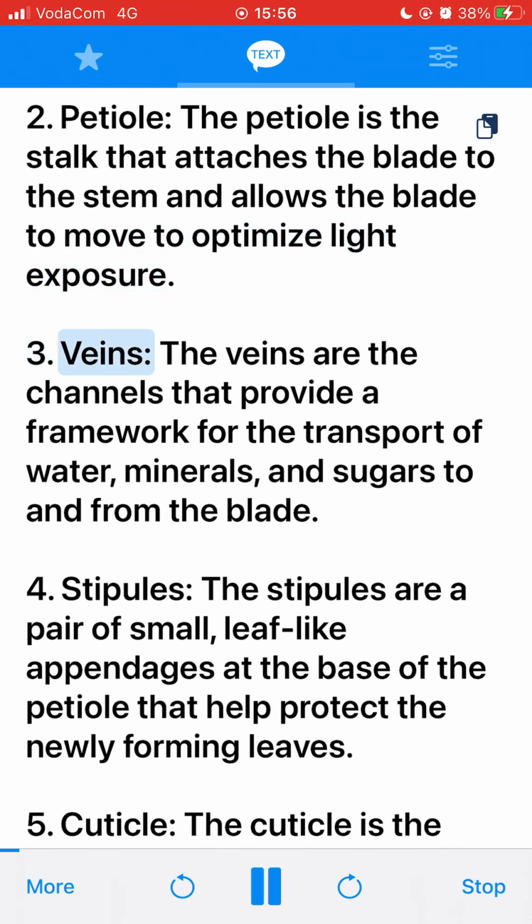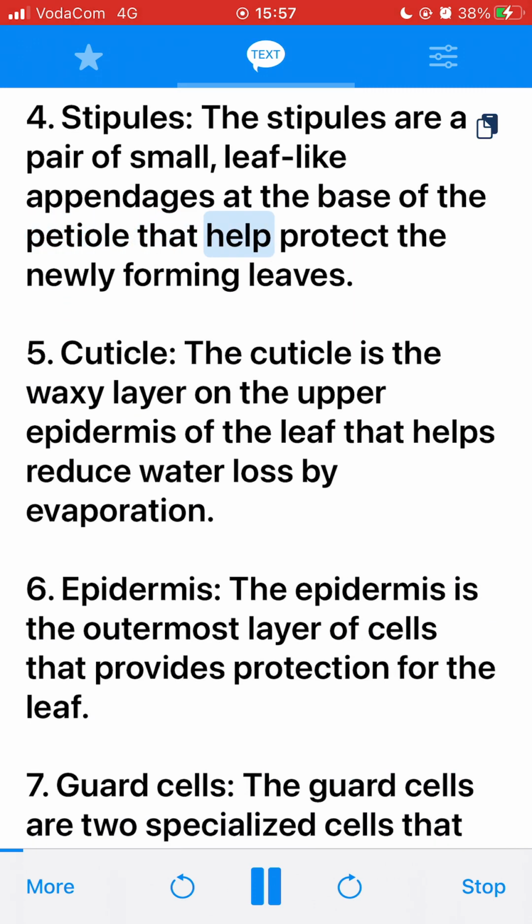3. Veins. The veins are the channels that provide a framework for the transport of water, minerals, and sugars to and from the blade. 4. Stipules. The stipules are a pair of small, leaf-like appendages at the base of the petiole that help protect the newly forming leaves. 5. Cuticle. The cuticle is the waxy layer on the upper epidermis of the leaf that helps reduce water loss by evaporation.